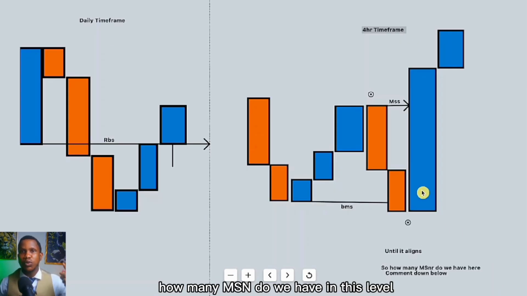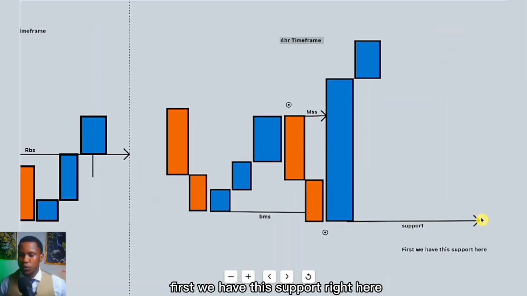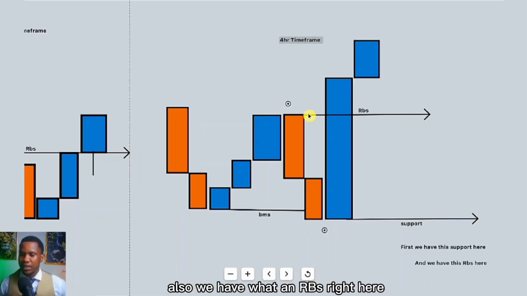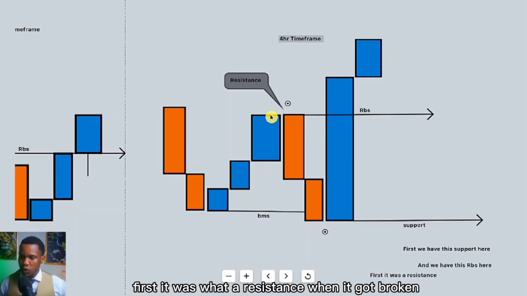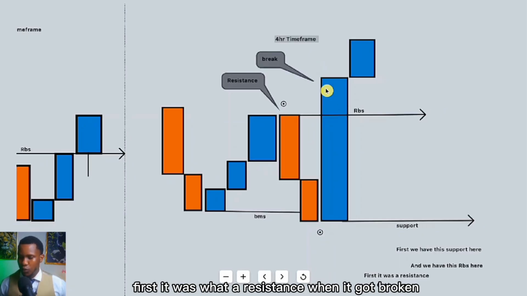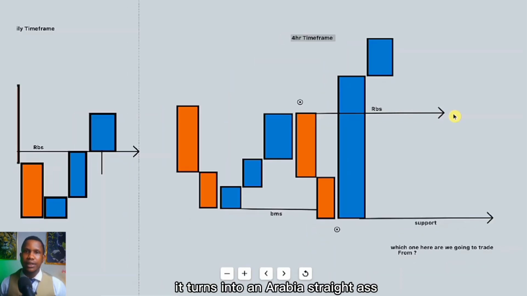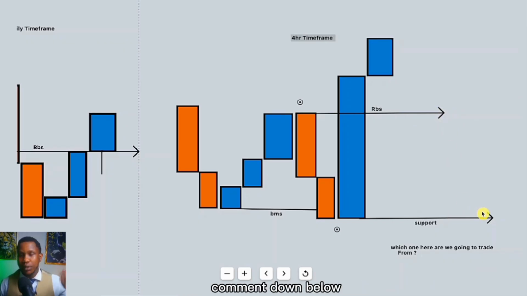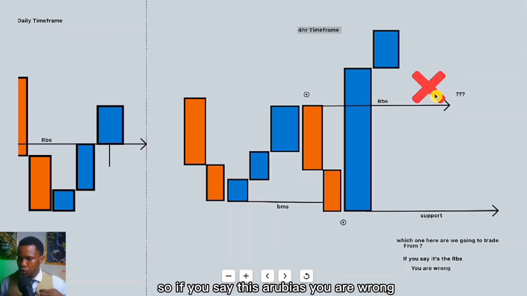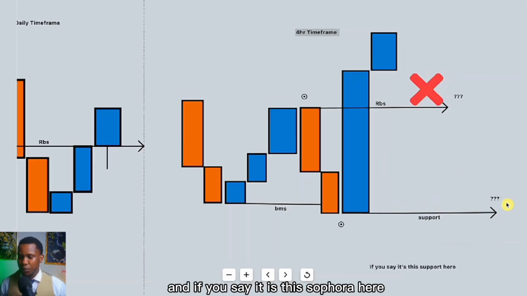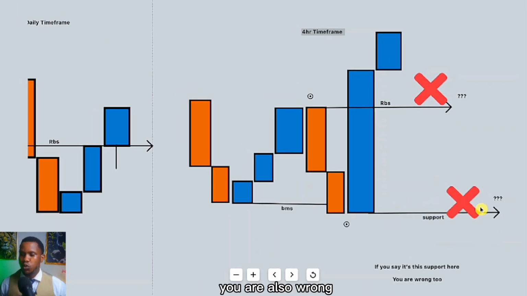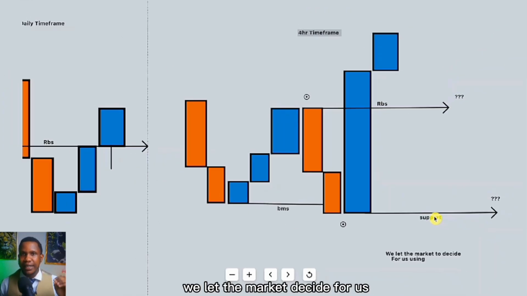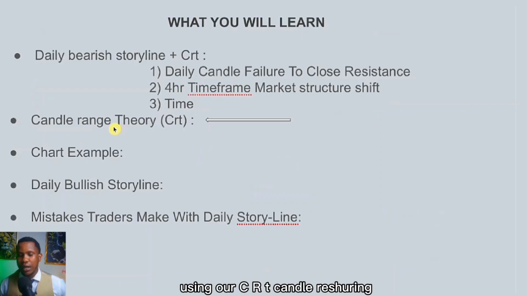How many MSNR do we have in this level? Comment down below. First, we have this support right here. Also, we have an RBS right here. First, it was a resistance. When it got broken, it turns into an RBS, traders. Which one here are we going to be trading from? Comment down below. If you say this RBS, you are wrong. And if you say it is this support right here, you are also wrong. We let the market decide for us which zone is going to react, using our CRT.